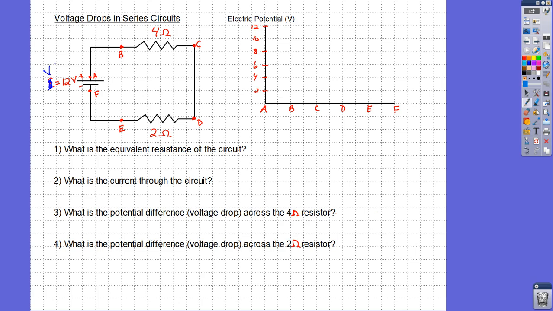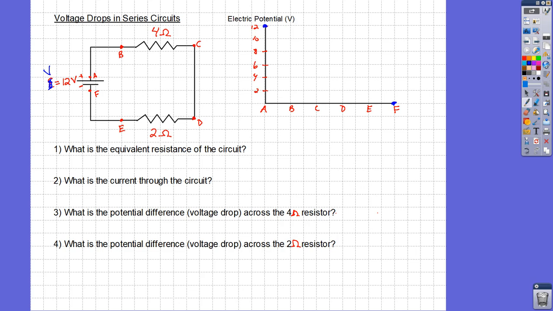The idea with a 12 volt battery is that one end has a potential that's 12 volts higher than the other end. So it's really convenient. We're going to say that one end, point A, is going to be the high potential end, and point F is going to be the low potential end down here at 0. So a 12 volt battery, one end is 12 volts higher than the other.